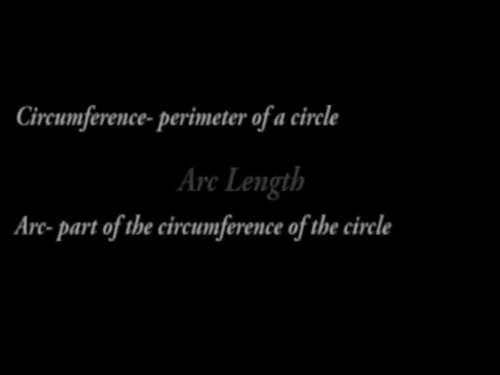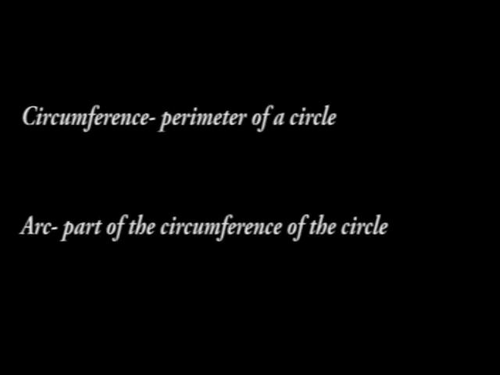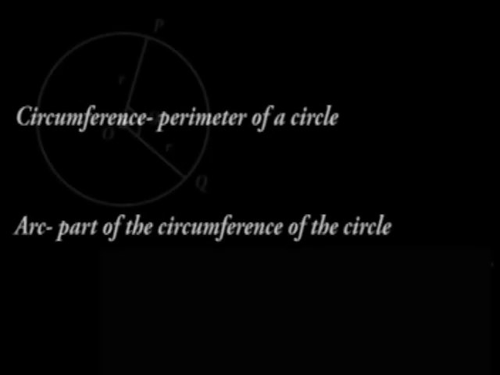Arc length. Remember that circumference is the perimeter of a circle. An arc is a part of the circumference of the circle. The larger arc is called the major arc and the smaller is called the minor arc.